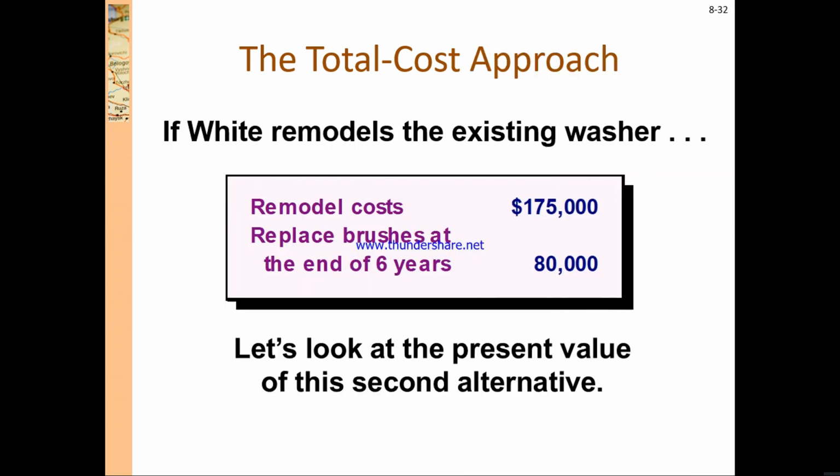Okay, the total cost approach is going on at this moment. If White remodels the existing washer, the remodel cost is 175,000. Replace brushes at the end of the 6th year, 80,000. So let's now look at the present value of this second alternative.